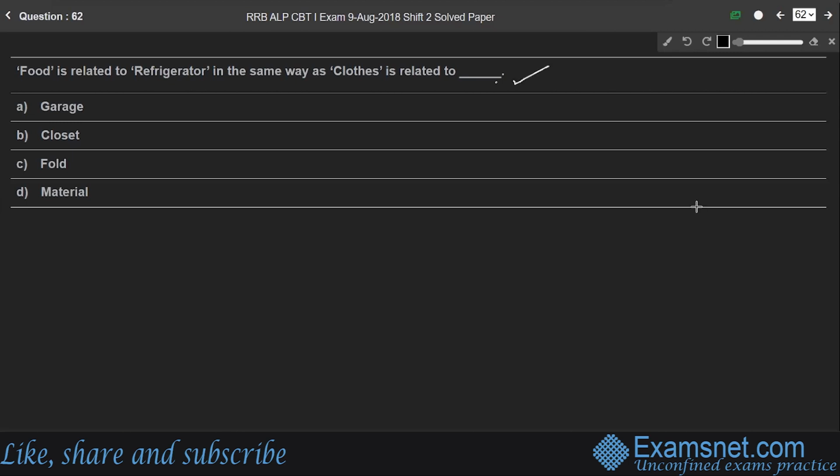Question 62. Food is related to refrigerator in the same way as clothes is related to. So here, students, food is kept in the refrigerator in order to prevent spoiling, right? To prevent spoiling, or to keep it fresh, right? To keep it fresh, food is kept in the refrigerator.